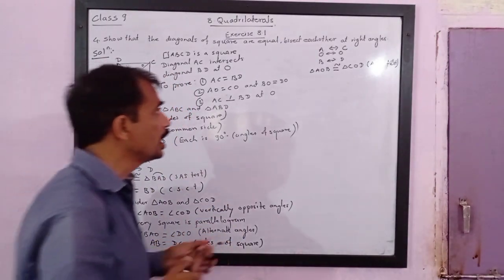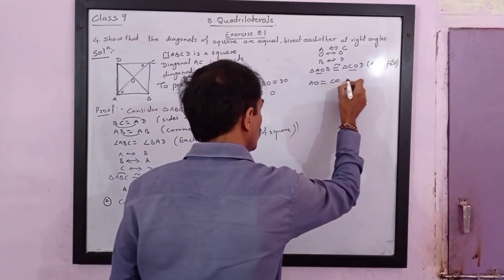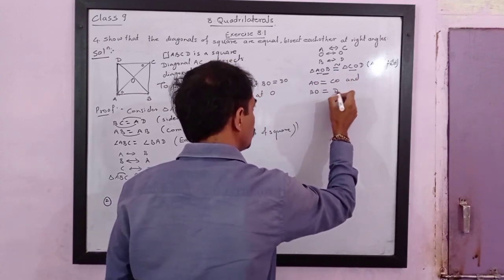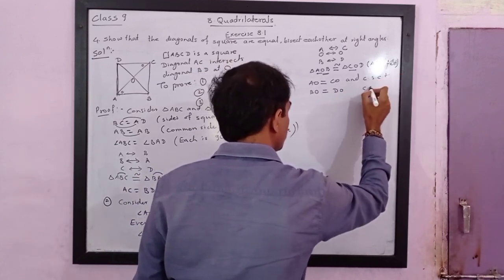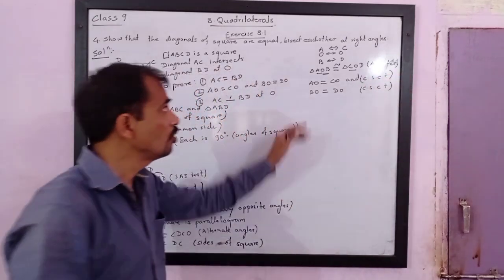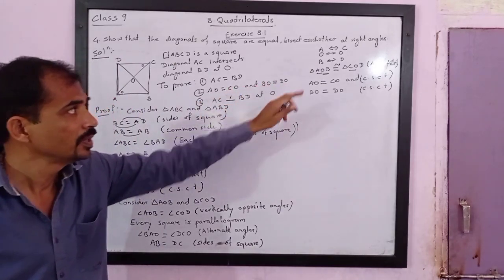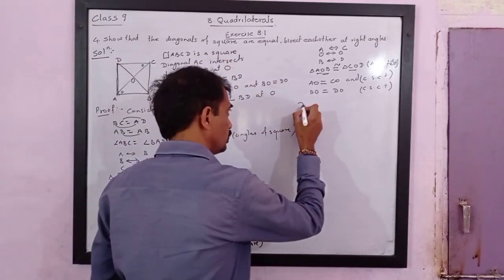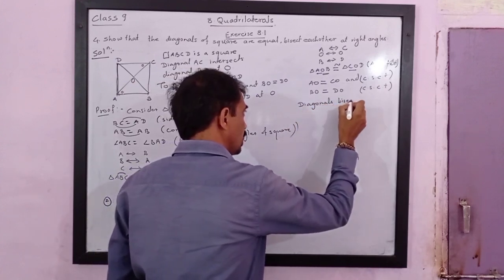It means you will get AO equals CO and BO equals DO. The reason is they are corresponding sides of congruent triangles. So we have got AO equals CO and BO equals DO. The second part is proved. Therefore, we can say that diagonals bisect each other.